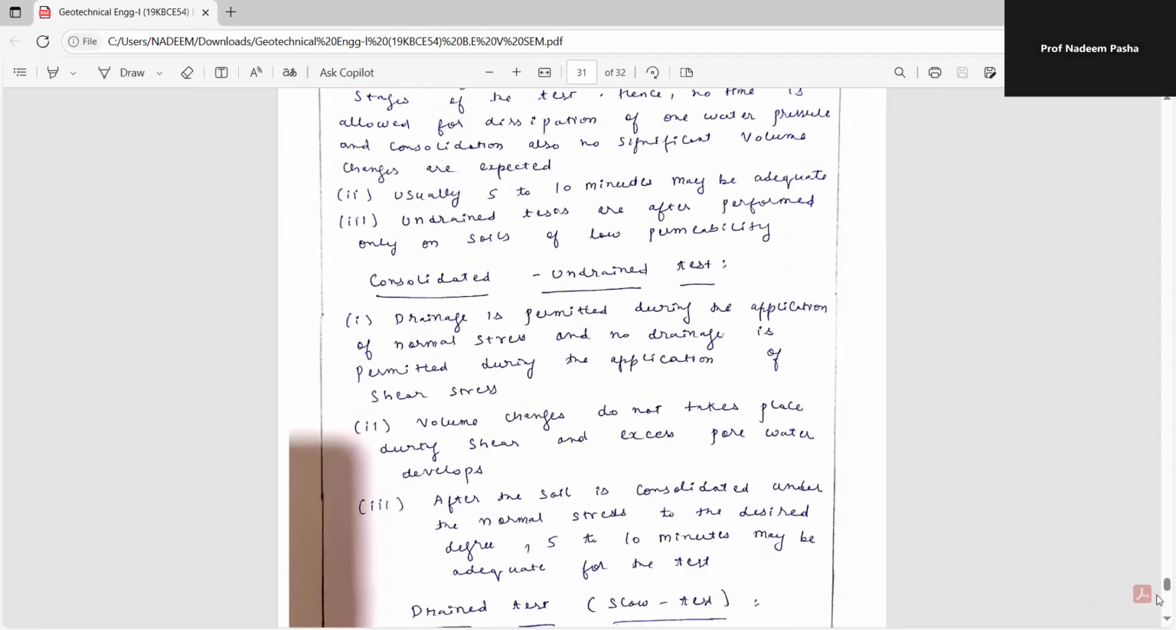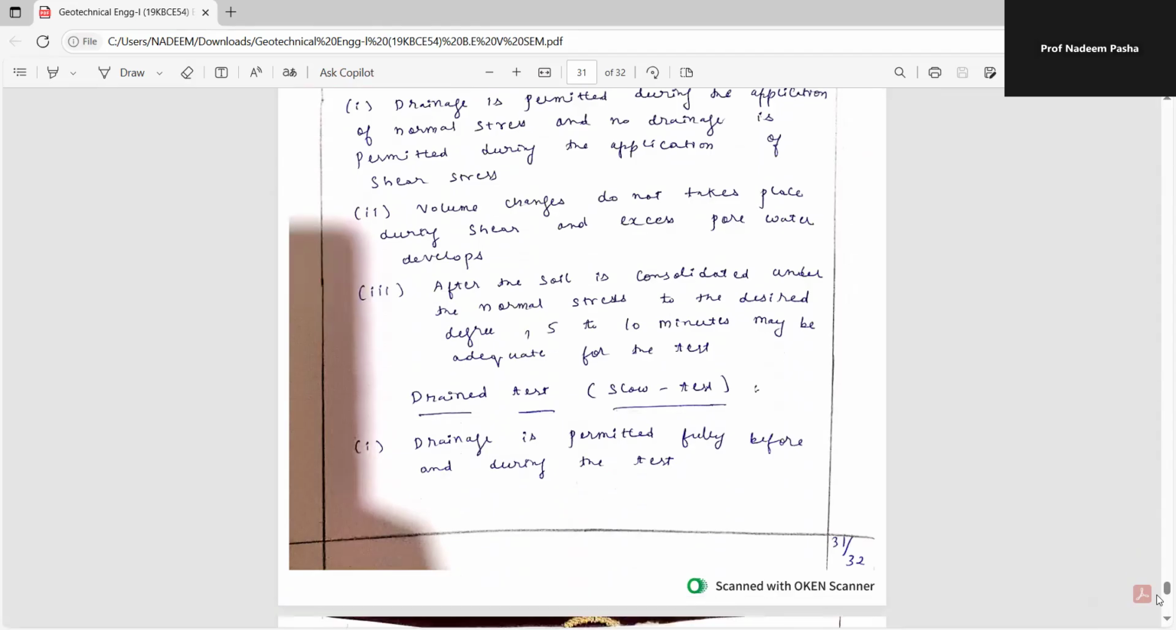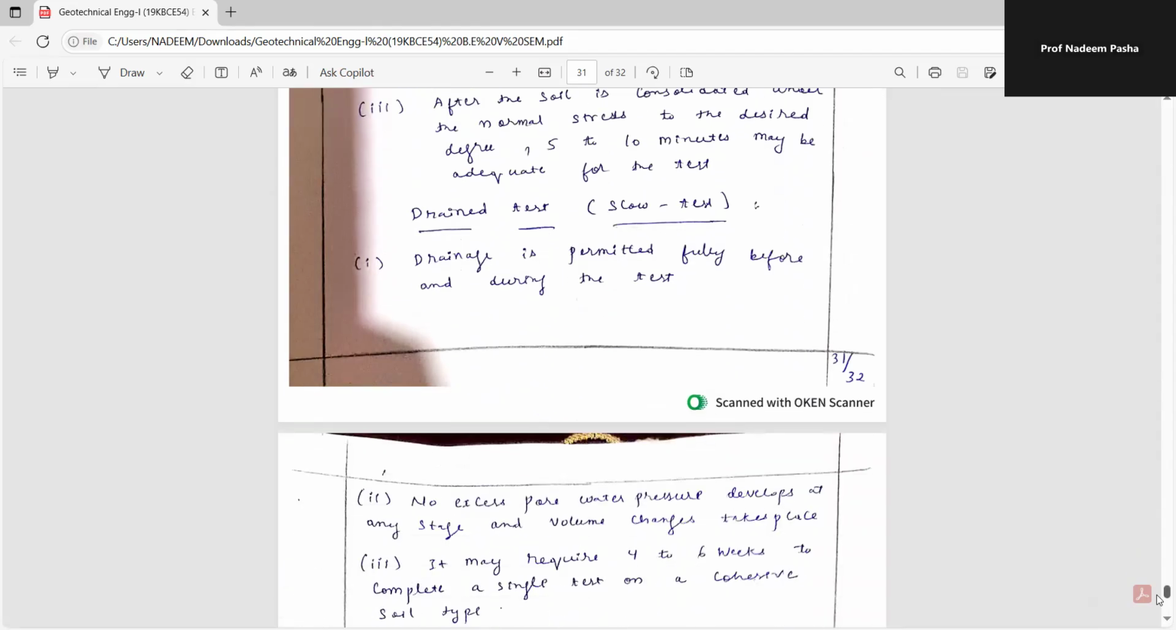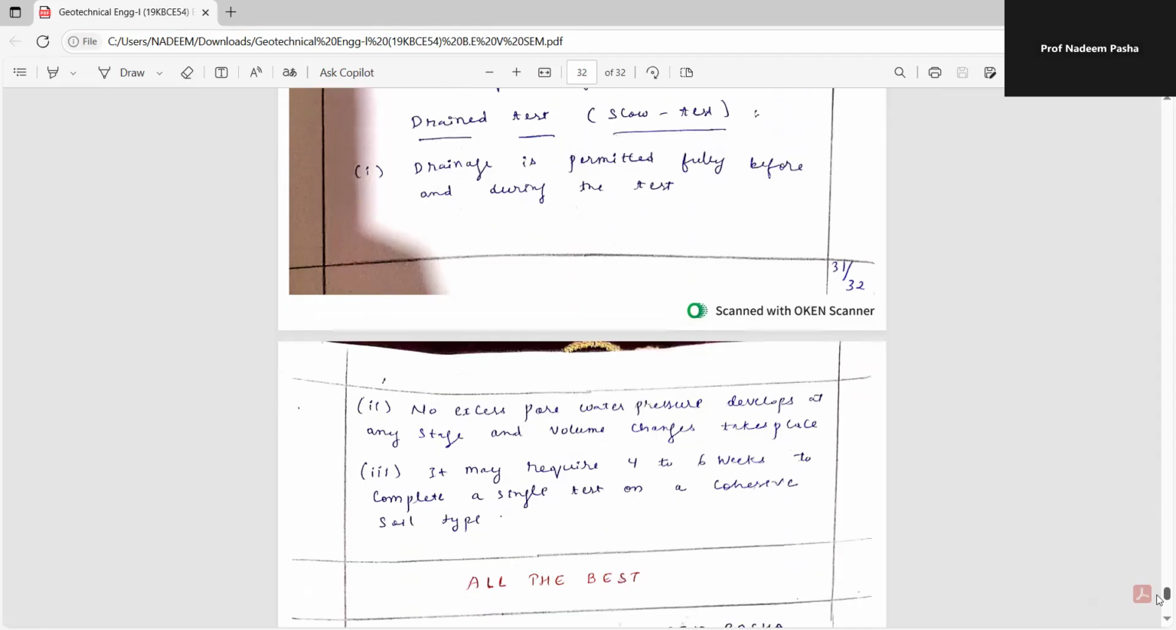Consolidated undrained test: drainage is permitted during the application of normal stress and no drainage is permitted during the application of shear stress. Volume change does not take place during shear and excess pore water pressure develops. After the soil is consolidated under the normal stress to the desired degree, 5 to 10 minutes may be adequate for the test. Drained test or slow test: drainage is permitted fully before and during the test. No excess pore water pressure develops at any stage and volume changes take place. It may require 4 to 6 weeks to complete a single test on a cohesive soil.